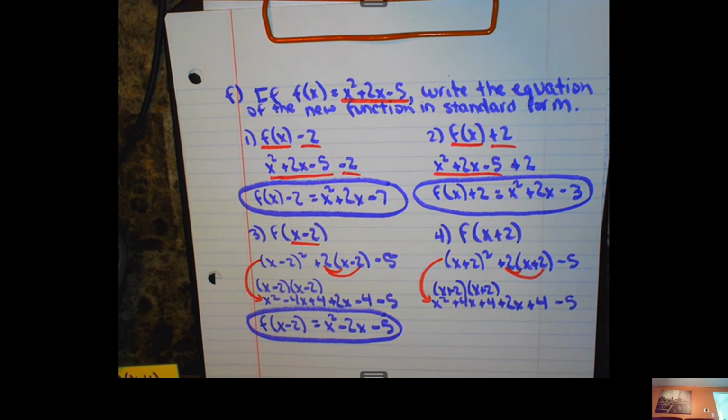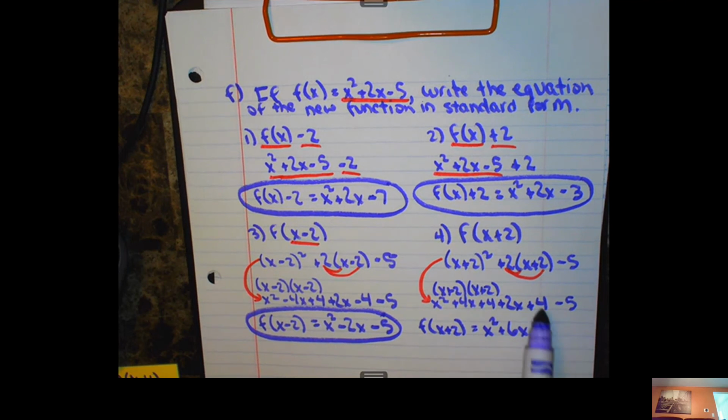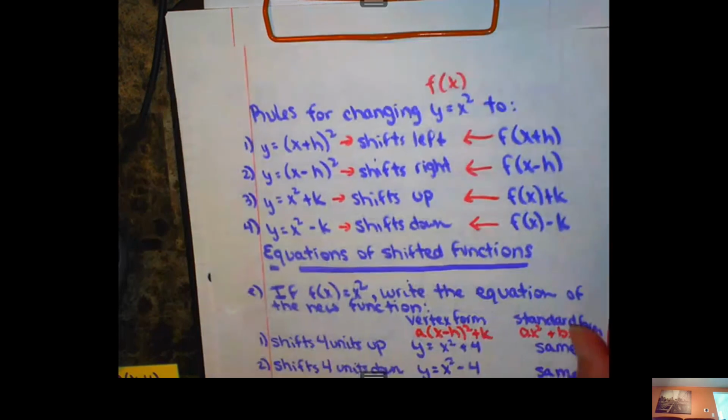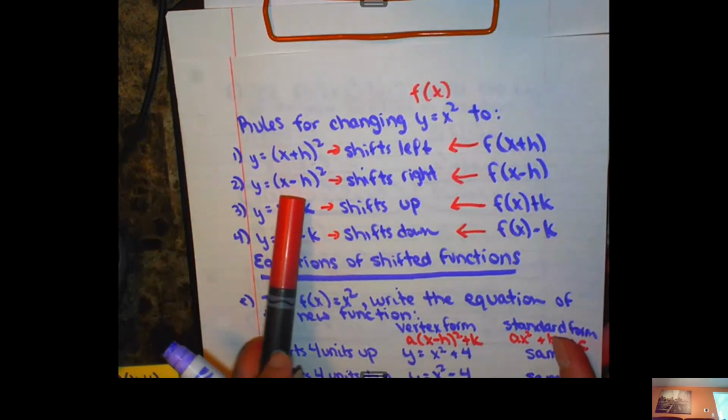Last step is to rewrite it and combine like terms. So I'm going to bring down my new function name, so f of x plus 2. And I'm going to combine like terms. So we have x squared. By combining the x's, we get plus 6x. And if I combine my constants, 4 plus 4 is 8. 8 minus 5 is a positive 3, so I have plus 3. There's my new function.